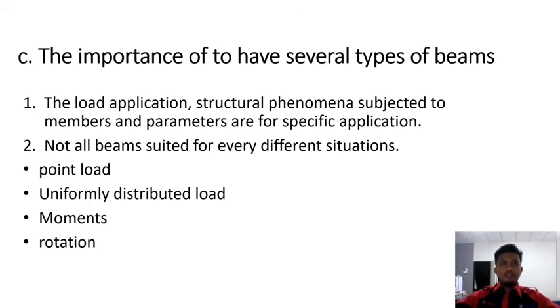First of all, the importance of having several types of beams such as C-channel, angle bar, I-beam or hollow section beams. The importance is the load application, structural phenomena subjected to members, and the parameters for specific applications, which means not all beams are suited for every different situation. This is because every situation has different types of load, which is point load or uniformly distributed load, or different moments and rotation.